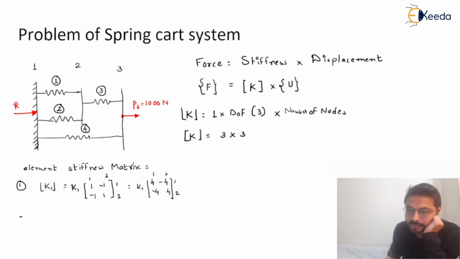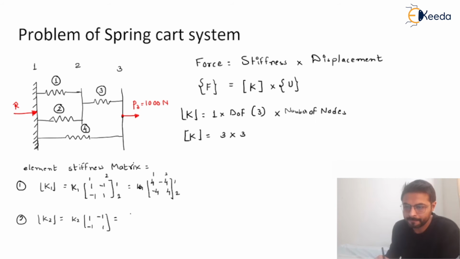Same for element number 2, K2. So value is K2, putting the value inside 1 minus 1 minus 1 1, putting value inside 8 minus 8 minus 8 8. It is again same in between 1 and 2. Same for element number 3.